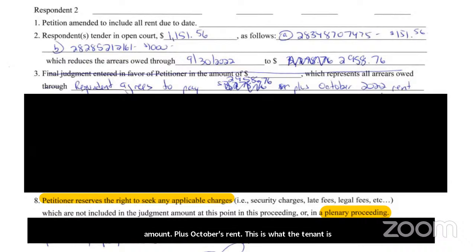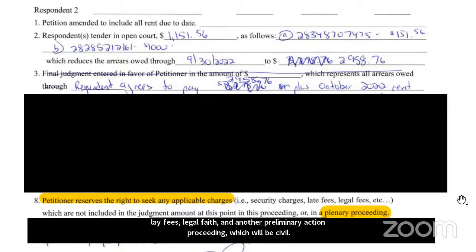They need to comply. And it says here, petitioner reserves the right to seek any applicable charges, security, late fees, legal fees, which are not included in the judgment amount at this point in this proceeding. So he's able to get security, late fees, or legal fees in another plenary action proceeding, which will be civil. Tenant has to be very careful about agreeing to this because if there was any late fees, or if your lease writer said that if the landlord had to file a case against you, you would be held responsible for legal fees. Tenant has to be very careful in signing something like this.